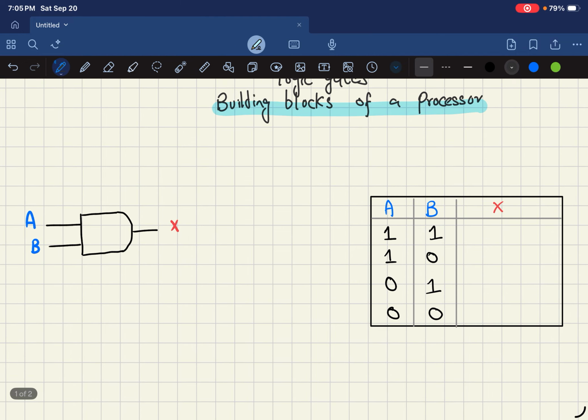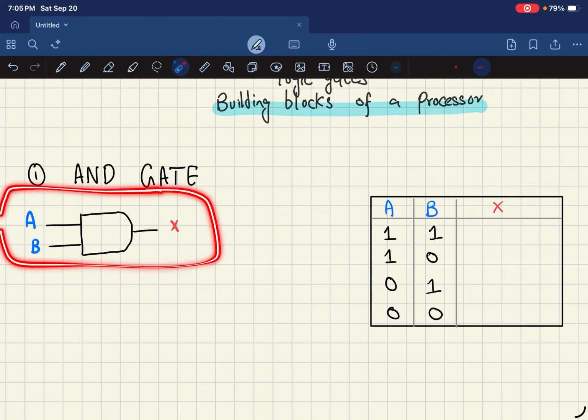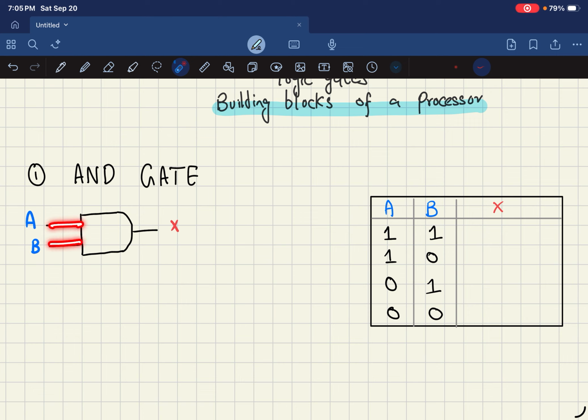The first type of logic gate that we have is called the AND gate. As we understand already, the computer only works on bits, ones and zeros. The AND gate has 2 wires that take in the signal. The AND gate processes those 2 signals and produces one output. The logic of the AND gate goes as follows.